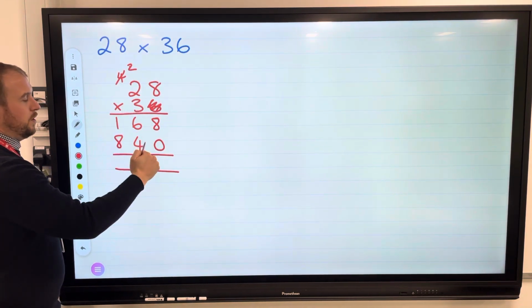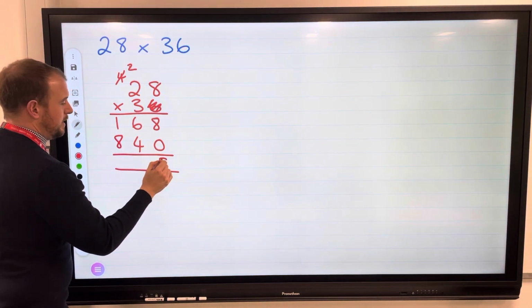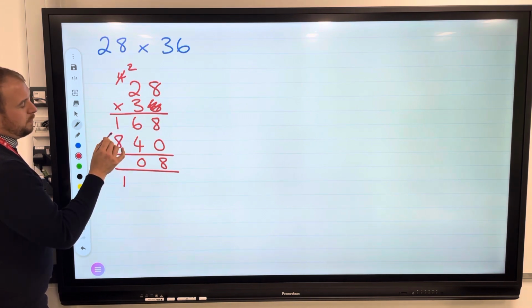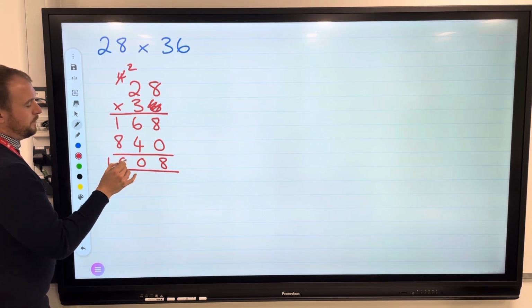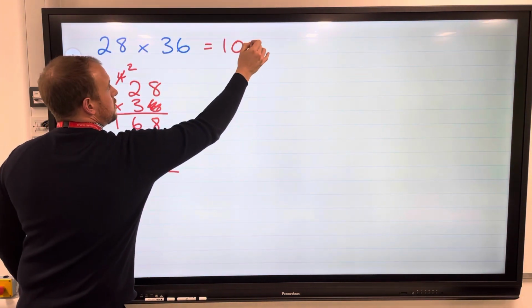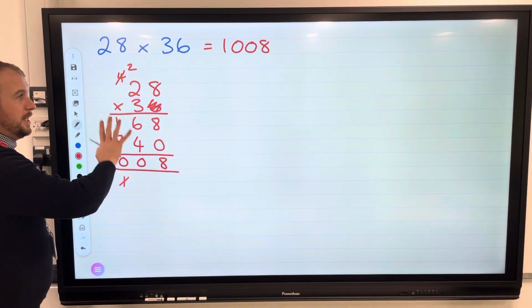I've now got these two columns. I can then add them together. 8 add 0 is 8. 6 add 4 is 10. 8 add 1 is 9. Add the 1 is 10. So my answer then is 1008. Okay, there's that method.